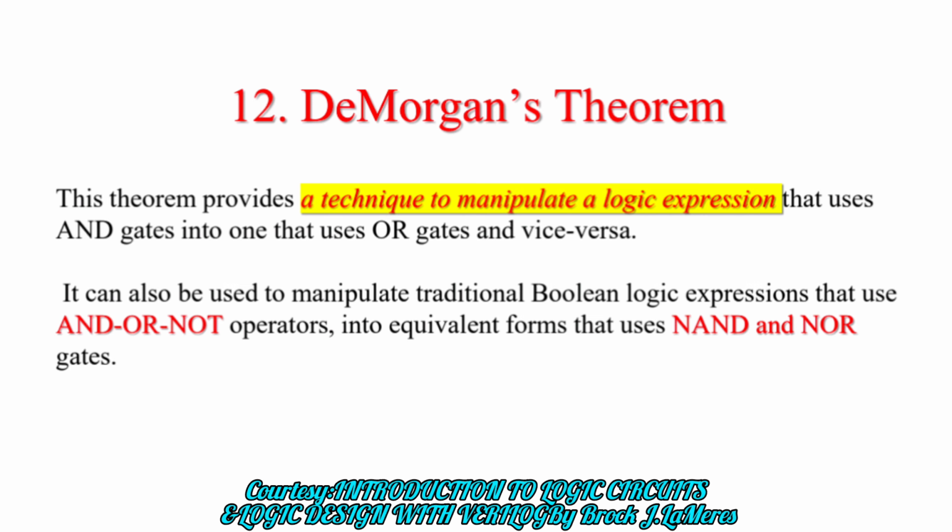It can also be used to manipulate traditional Boolean logic expressions that use AND or NOT operations into equivalent operations that use NAND and NOR gates. That is, NAND and NOR only circuits can be developed by using De Morgan's theorem.